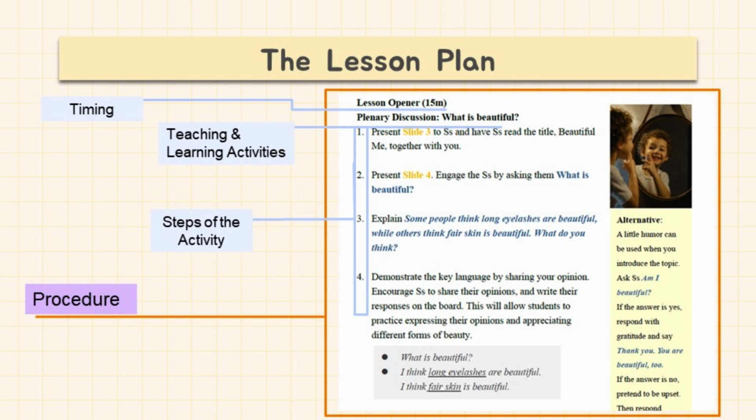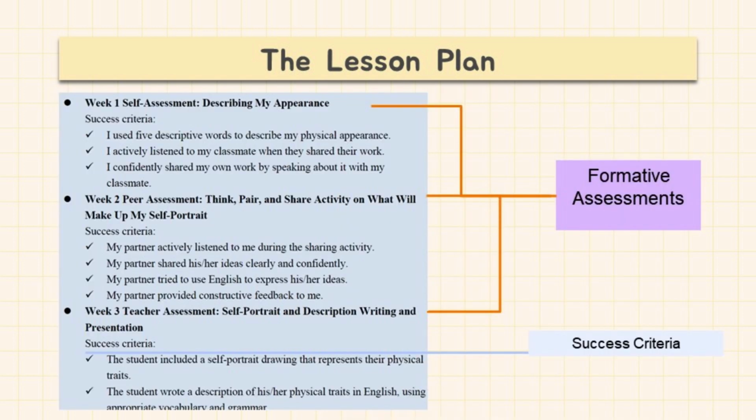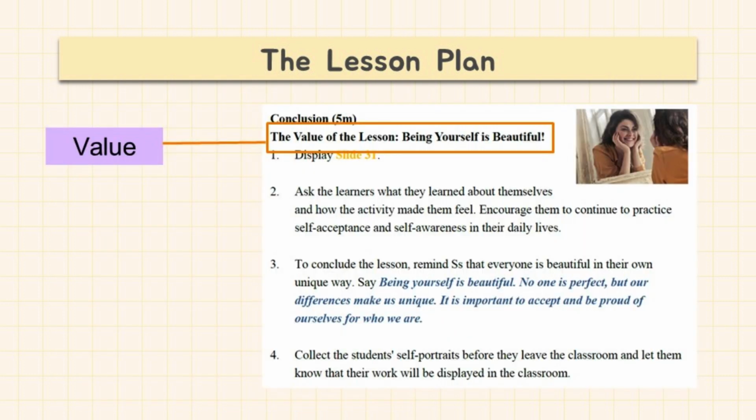2. Steps for implementing the activities. This describes the classroom interaction during the learning activities and provides specific details on how the activities should be carried out effectively. 3. Timing. This specifies the amount of time allocated for each learning activity or task. The assessments include formative assessments that align with the lesson objectives and success criteria. The value. This component promotes the central concept of the lesson through a short and impactful phrase or slogan.